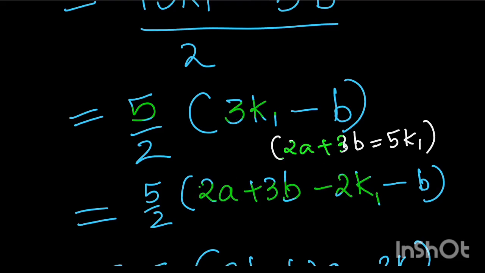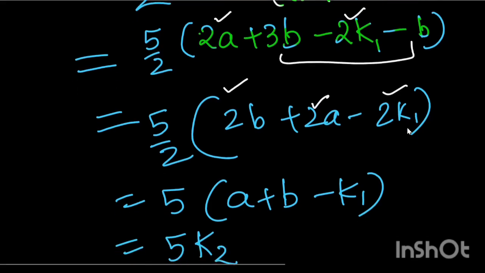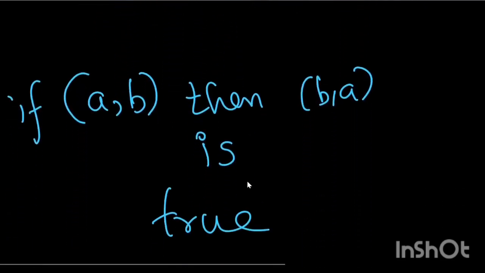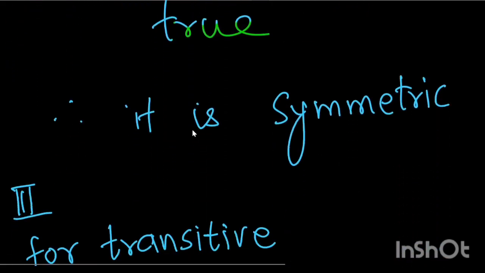From the first equation, 2a plus 3b is equal to 5k1, minus b is as it is. So 3b minus b is 2b, 2a is as it is, minus 2k1 is as it is, so 2 comes out and 2 we can cancel out with this. So we are left with 5 times, let's say it is k2, so it's a multiple of 5, we have proved. So (a, b) gives (b, a) is true, so this is symmetric, we have proved.